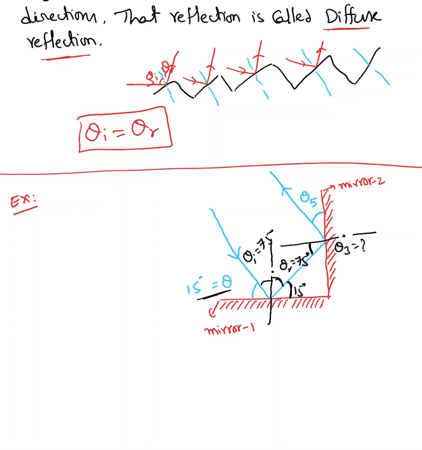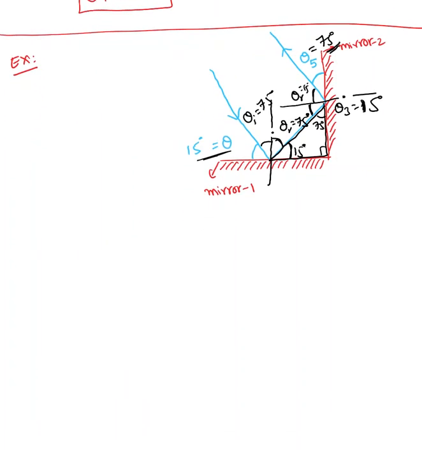You can clearly see from this right angle triangle, this must be 90 degrees there, and this is 15, so this must be 75 degrees. So theta 3 must be 15 degrees. If theta 3 is 15 degrees, that is the angle of incidence, so theta R, the angle of reflection, must be 15 degrees. If this is 15 degrees, what is theta phi? Theta phi must be 75 degrees. That's one example.